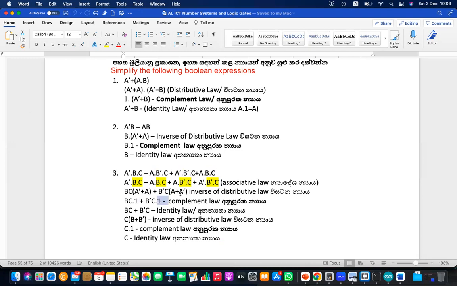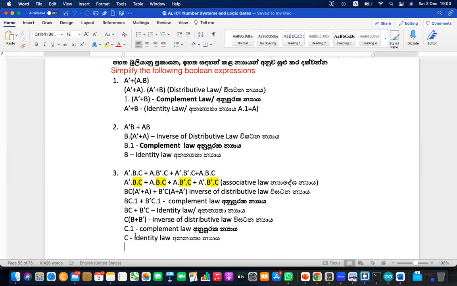Here also, A or A not is 1. Then BC and 1, that means BC. Here B not C and 1, that is B not C. Again C is common, take the C out. B not is 1, then C is remaining. C and 1 is C. So how easy is that? Very easy.